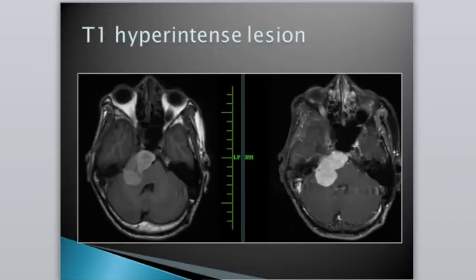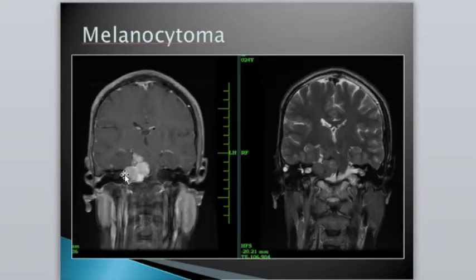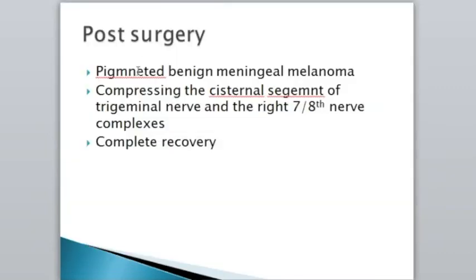Other example of a T1 hyperintense lesion, this is also looking similar, but this is showing intense enhancement, slightly more aggressive looking. If you see the coronal image, there is extension into the internal auditory canal on the T2 as well. And this actually came out to be pigmented benign meningeal melanoma.